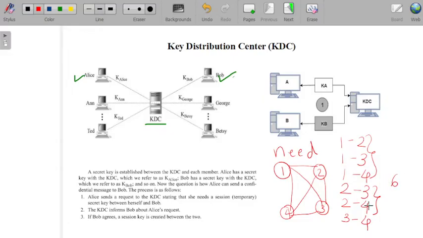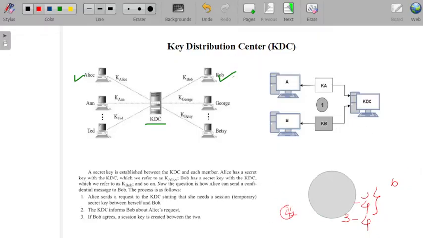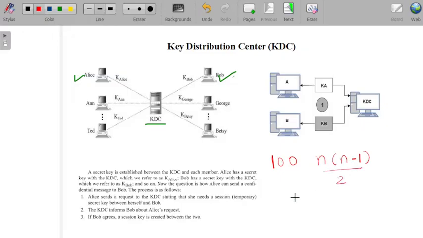Now let's check the next example. Suppose we have 100 users. How will we generate the keys for 100 users? We cannot take a group of 1 to 100, then 2 to 100. That's why we use a formula: n into n minus 1 divided by 2. If 100 users are there, then 100 into 99 divided by 2. So a total of 4950 keys will be generated between these 100 users.